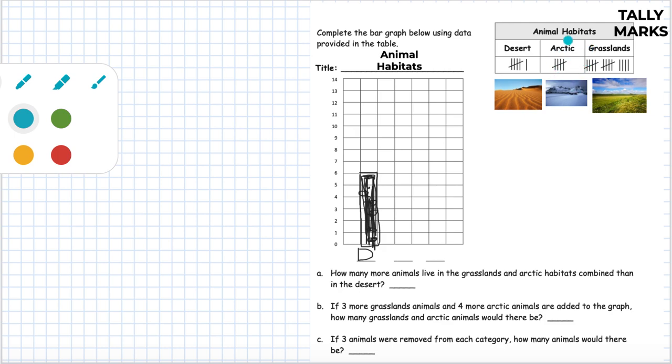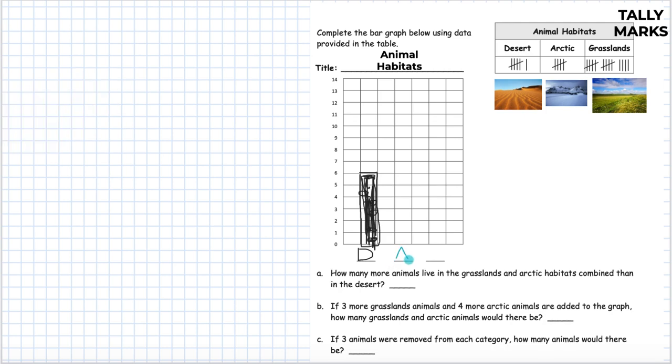Now I'm going to move on to the next habitat that's given to me in our table, and it says that there are 5 animals living in the Arctic. So down here, I'm going to write A for Arctic, and I'm going to go ahead to 5. Now I know that 5 is 1 less than 6, so I'm just going to subtract 1 square tile, or I can count 1, 2, 3, 4, 5. And I'm going to go ahead and shade in my 5 tiles that represent the 5 animals that live in the Arctic habitat.